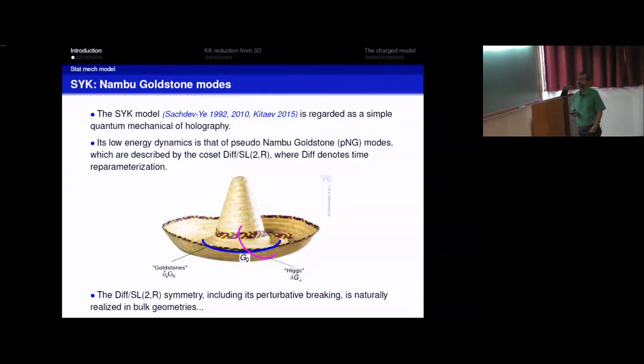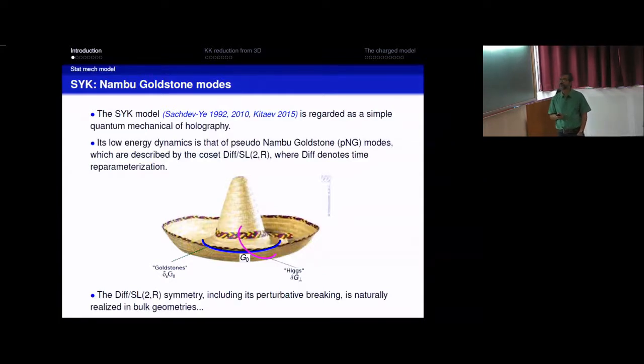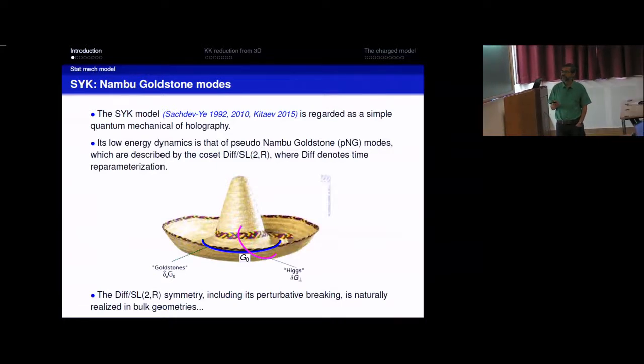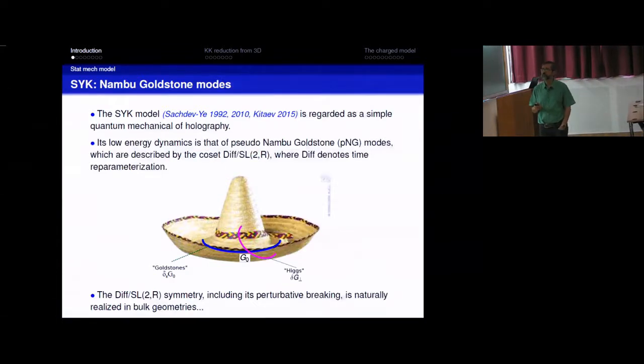Since Juan has given a very nice review of the SYK model itself, I will skip most of the introduction. Just to say that the SYK model is regarded as a simple quantum mechanical model of holography. Its low energy dynamics is that of pseudo Nambu Goldstone modes, which are described by Diff mod SL2R, where Diff means time reparameterization.